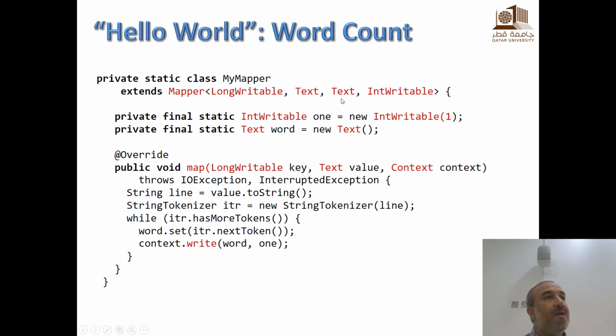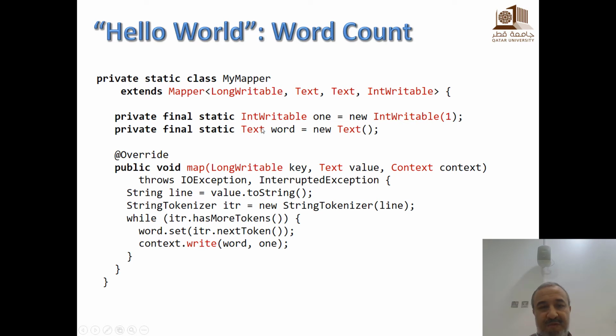And how about the output? Why is it Text? Remember, we output the word and 1. So the output key is Text and the value is an integer. Remember, we cannot use int. We cannot use long. They have to be the writable versions of these data types. The primitive data types, all of them, have their corresponding writable types already implemented for you. So whenever you need something primitive, they are there. If you want something more complex, you can of course implement your own.